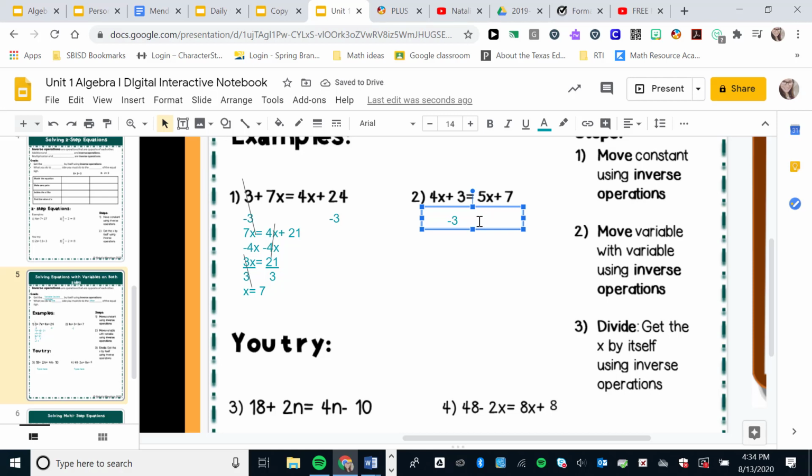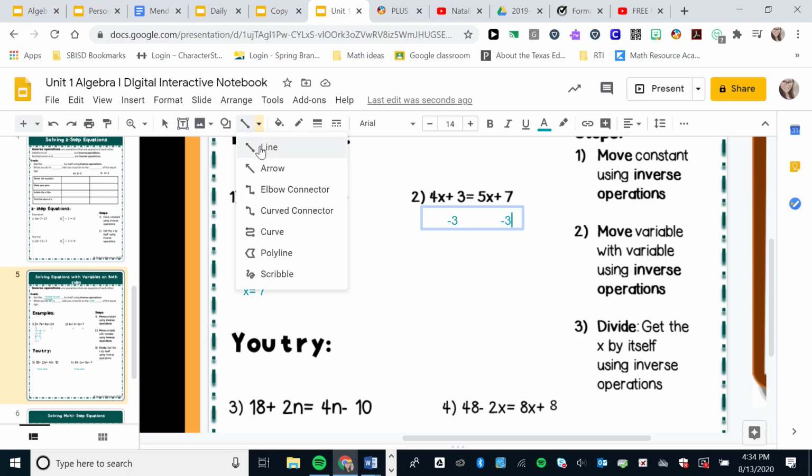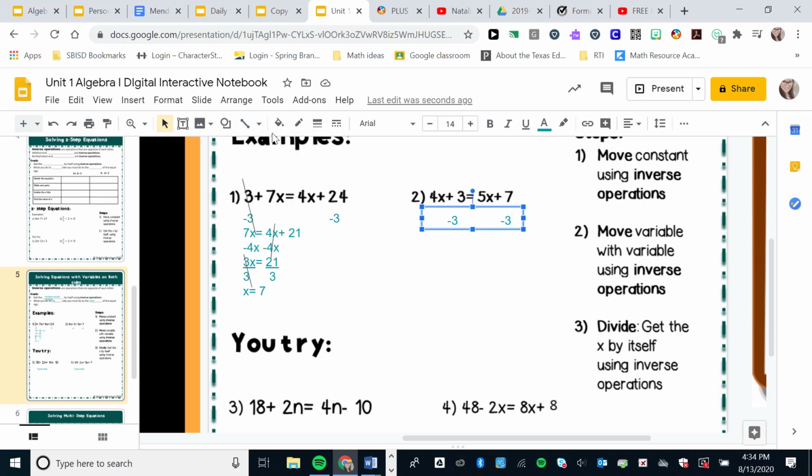I cannot write it underneath the 5x because they are not like terms. I have to write it underneath the other constant. So what happens here? Because the 3 minus 3 is a 0 pair, then that's going to cancel out. So I'm going to draw this line. So that's what they mean by canceling out. It means that it crosses each other out, and in this case, it's 0, so we just put a line through it. Okay? So what am I left with?